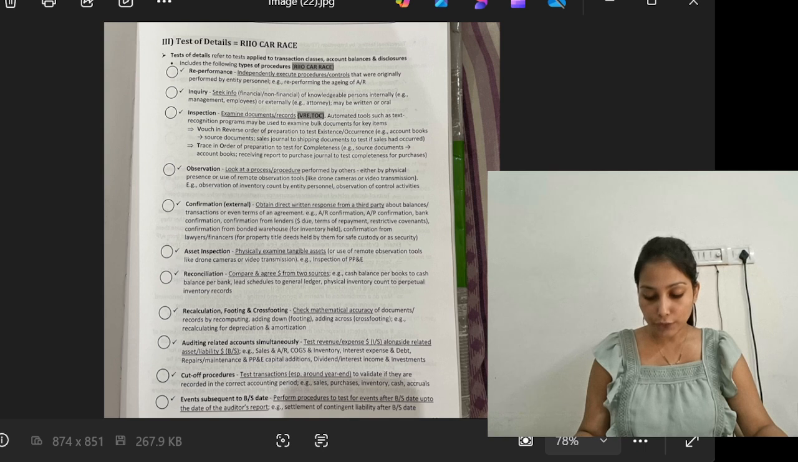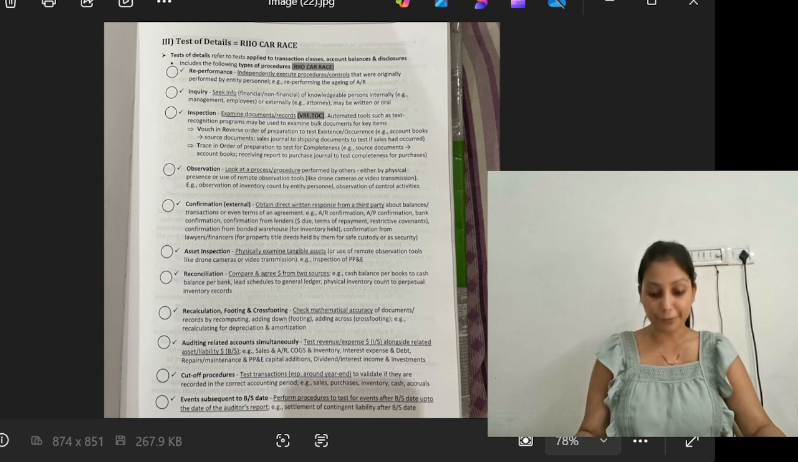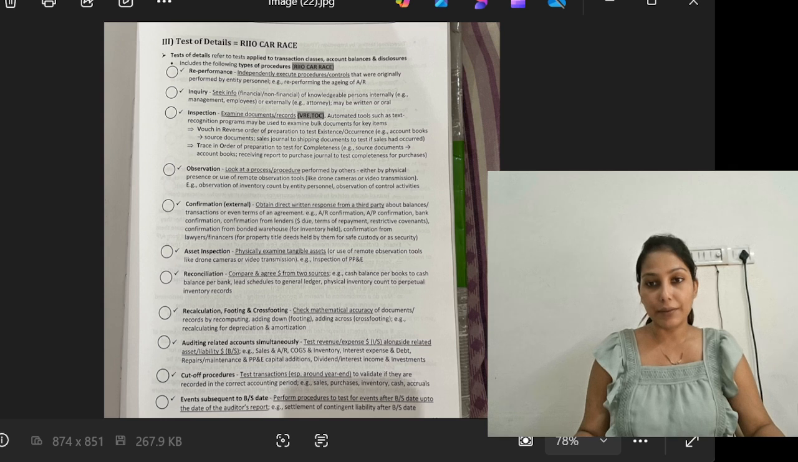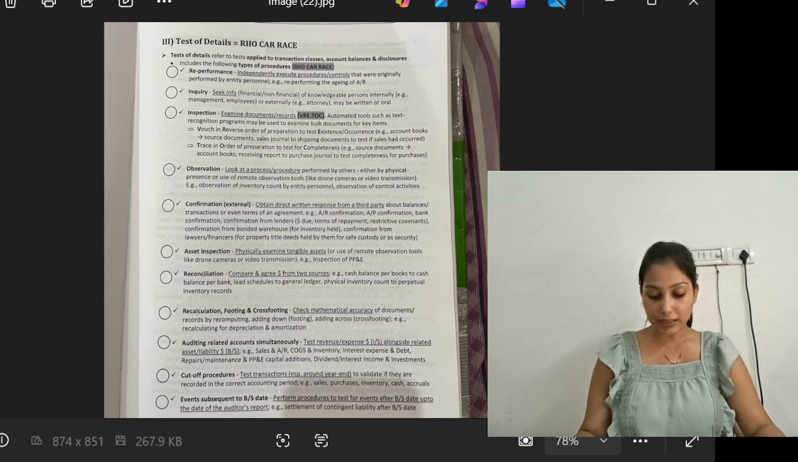Recalculation, footing and cross footing. Here the mathematical accuracy is checked, retotaling is checked, and all the footing and cross footing are verified. Auditing related accounts simultaneously means testing revenue or expense transactions alongside the related asset and liability, like matching sales with AR or COGS with inventory, dividend income with dividend investment, or interest income with the investment. All these are audit of related accounts simultaneously.